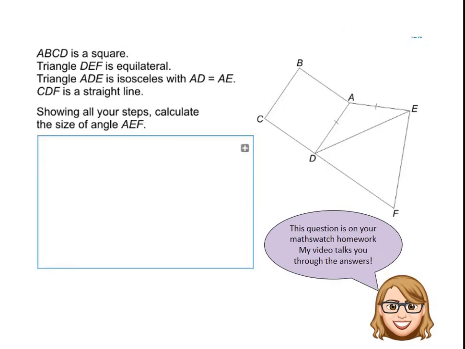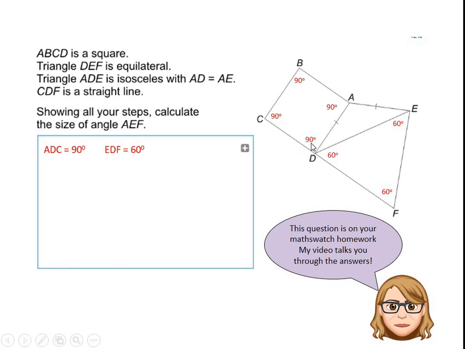The final question of the MathsWatch doesn't give you any angles, but you're told that the shapes are equal. For instance, ABCD is a square, and squares have 4 angles of 90 degrees. We're also told that triangle DEF is equilateral, and so therefore all these angles are 60 degrees. I'm going to just write down this information and use that to find the missing angles for the triangle ADE.